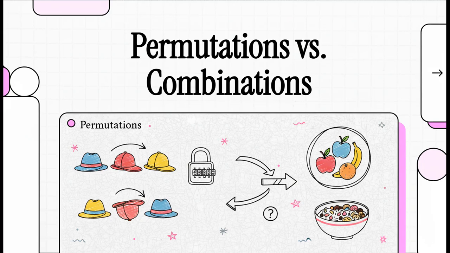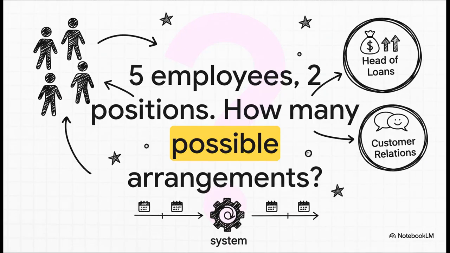Today, we're going to tackle two ideas that sound super complicated, but are actually surprisingly simple. We're talking about permutations and combinations. Trust me, by the end of this, you'll see them everywhere. Let's jump right in. Okay, so let's start with a puzzle.